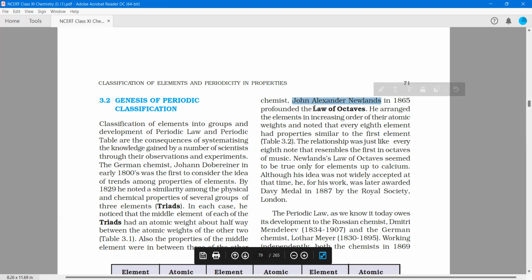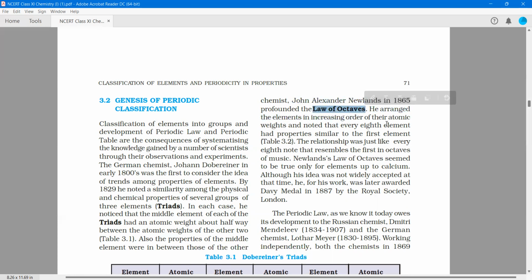So basically, John Alexander Newlands ने law of octaves बनाया और he arranged the elements in increasing order of the atomic weights and noted that every 8th element had properties similar to the first element. मतलब कि हर आठवां अपने पहले जैसा बिहेव करेगा, मतलब 1, 8, 16, 32 ये सबके सिमिलर प्रॉपर्टीज होंगे. So the relationship was just like every 8th note that resembles the first in octaves of music.